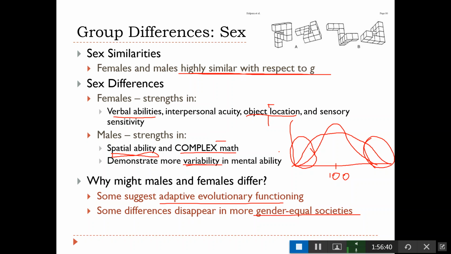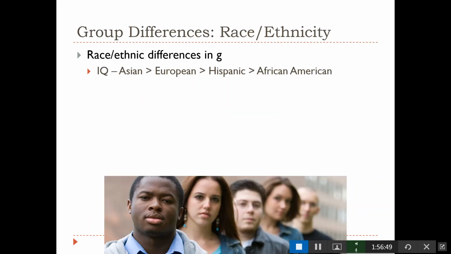And it also doesn't mean that you should hire people based off of their sex because you think they're going to be better at locating objects and stuff. Okay. So those are some fun facts in sex differences.